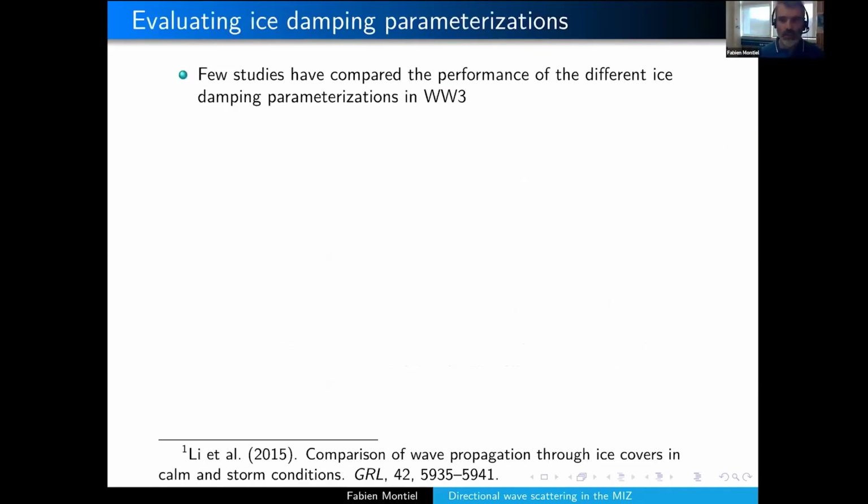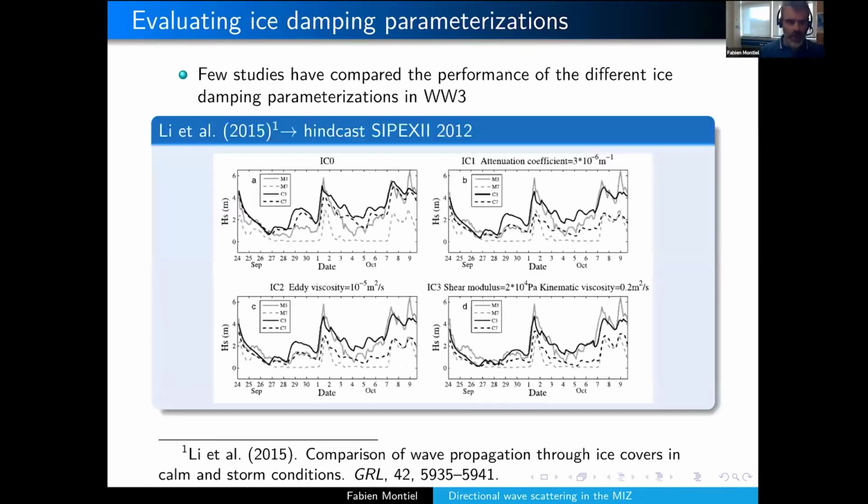So despite having so many different choices for choosing the ice damping in WaveWatch, there have not been that many studies that have compared their performance. And in fact, I think there are only two, as far as I know, at least. And so I'll just give you a brief breakdown of them. So the first one was by Lee et al. in 2015, where they did a hindcast of the SIPEX2 experiments in the Southern Ocean, 2012, which may be known for the Nature paper that came out of it, led by Alison Kohut.